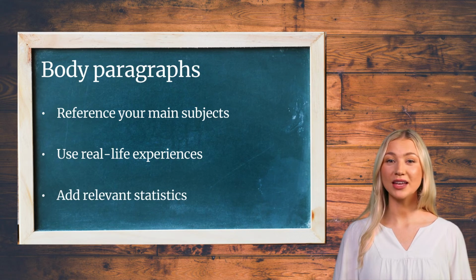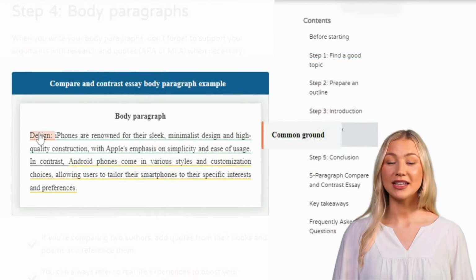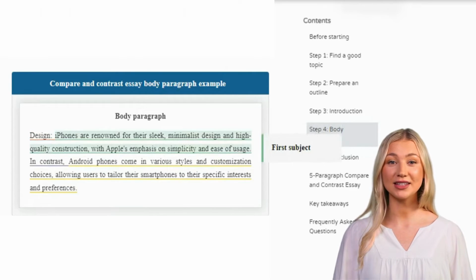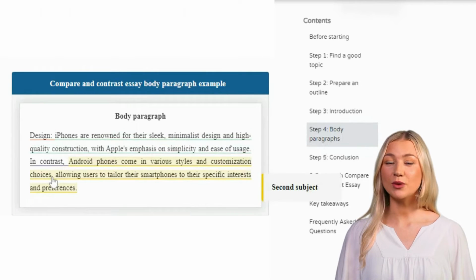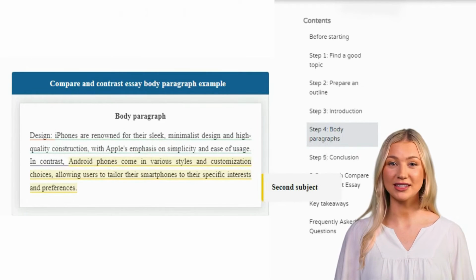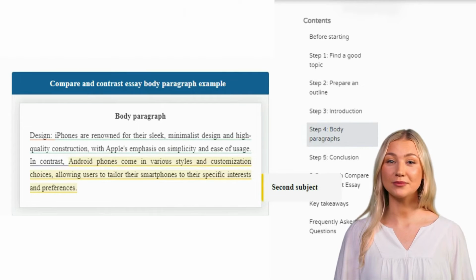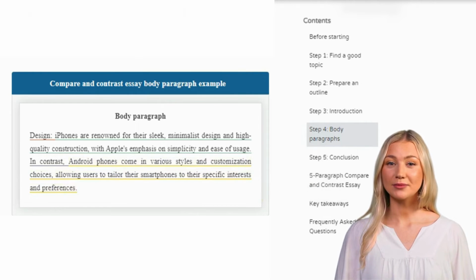In this example body paragraph, we see that it first states a common ground between the two subjects they focus on in the essay. Then, it evaluates the first subject on this common ground. Lastly, the paragraph is concluded with the evaluation of the second subject in regard to the design, which was our common ground. We are almost done. Let's see how to write the conclusion, which will be the last part of our essay.